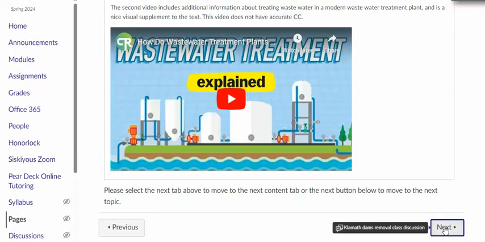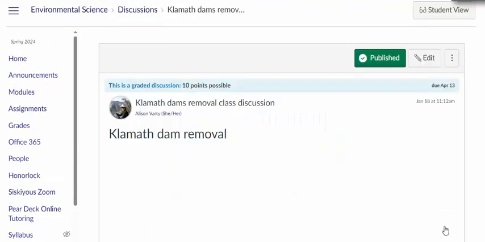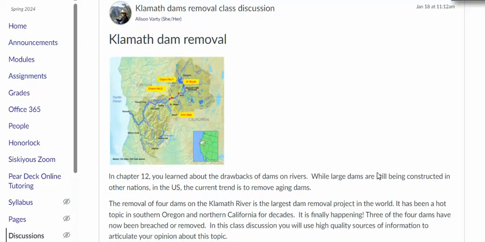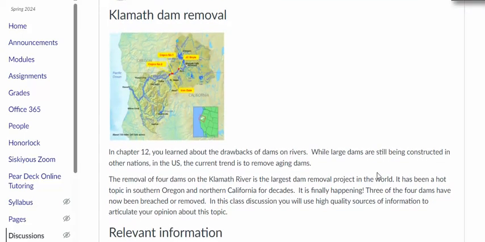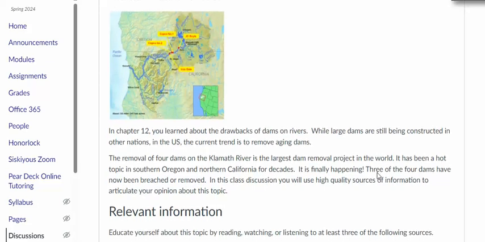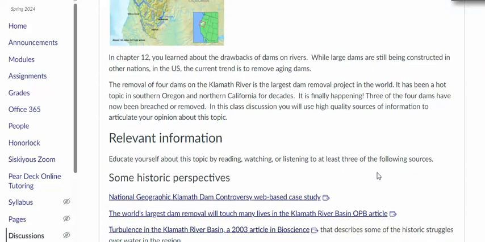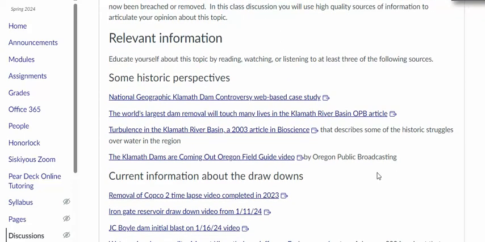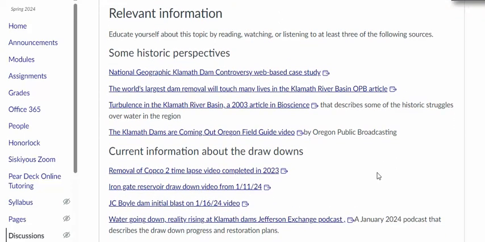Moving on from the content page, we are going to have a class discussion about the Klamath Dam removal. So this is something that has caused a lot of controversy. The Siskiyou County supervisors just declared a state of emergency based on water quality concerns post-dam removal. There's a lot of great information out there. There's a lot of poor information out there about this situation. So I'm asking you to read some of these sources.